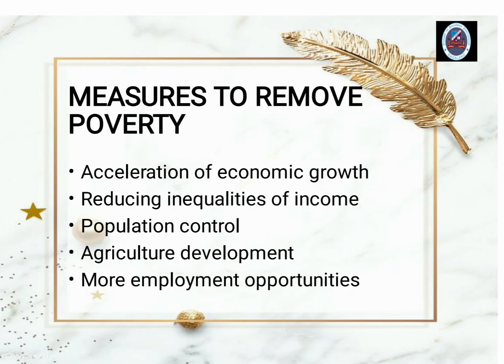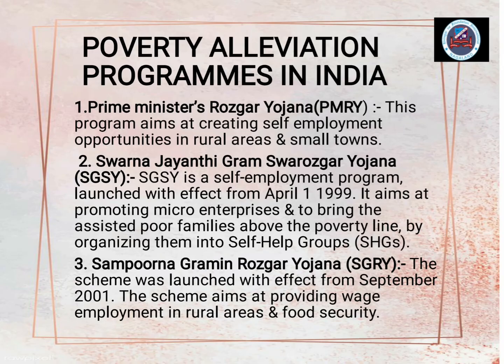There are many ways to remove this poverty. Some of the measures to remove poverty are acceleration of economic growth, that is improvement in our economic growth, reducing inequality of income, that is reducing the imbalances in our income, population control, agriculture development, and more employment opportunities. So these are some of the ways or measures to remove our poverty. In recent years, our Indian government has initiated many programs and schemes to alleviate or eradicate this poverty.